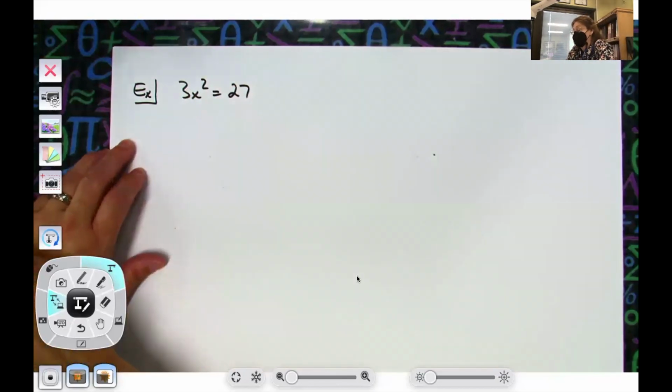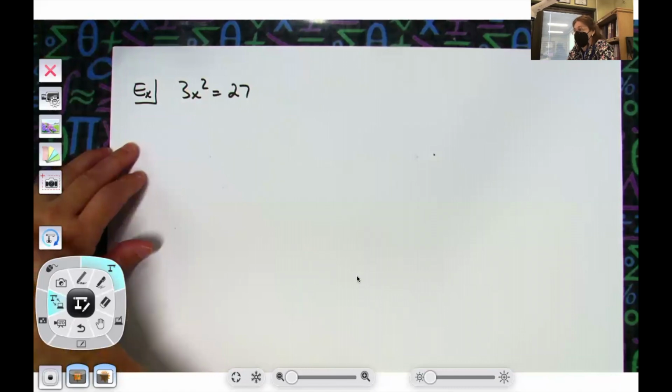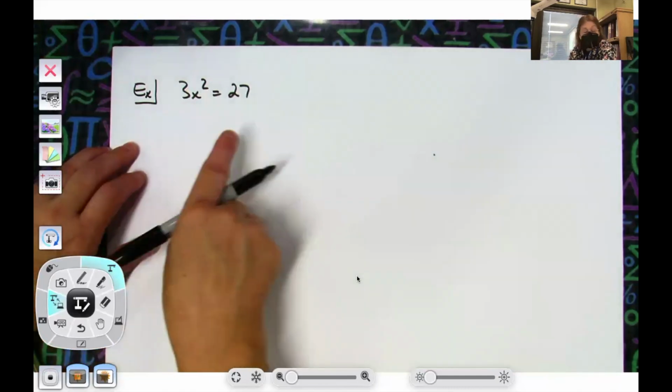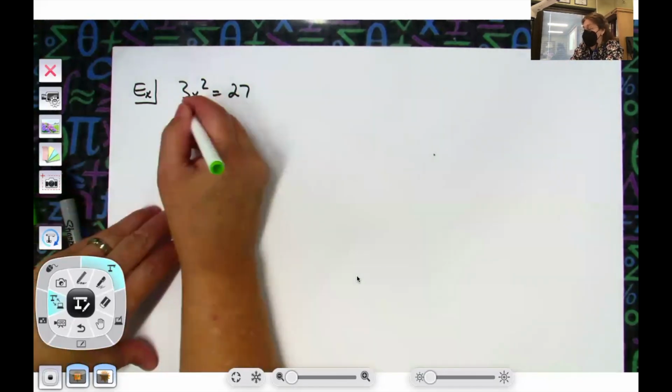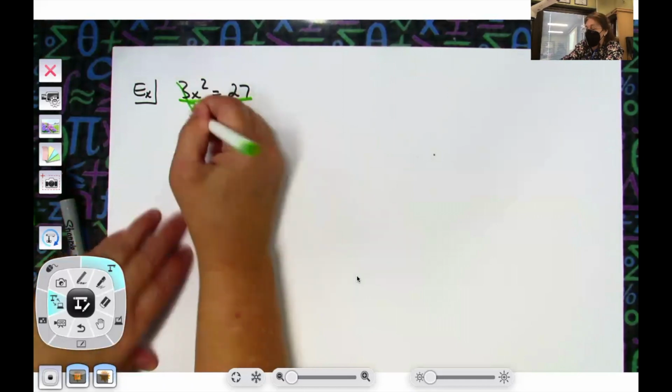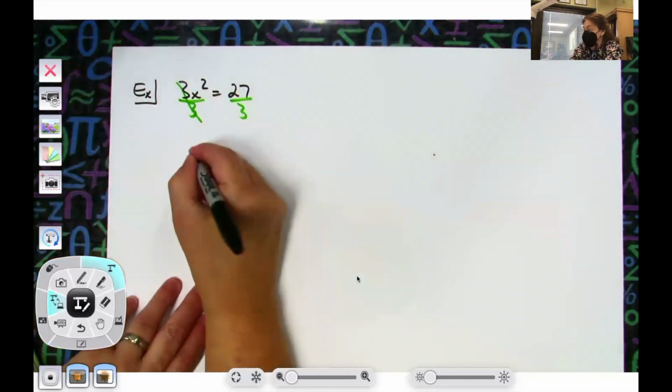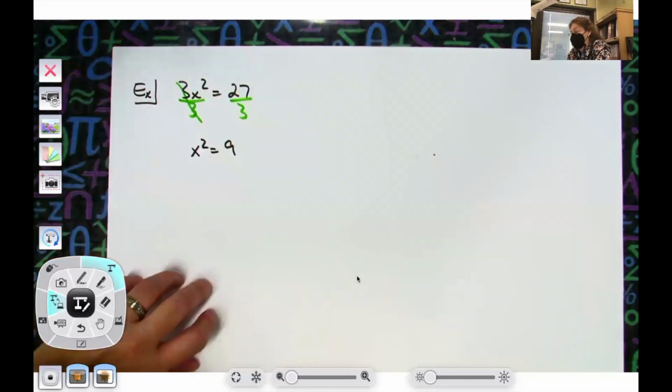Now, yes, could I move the 27 to the left? It would then be set equal to 0. And could I factor it? Yes. But look at what these numbers are. 27 divides by 3, right? So if I divide by 3 and I divide by 3, x squared equals 9. And then how have we always solved that?